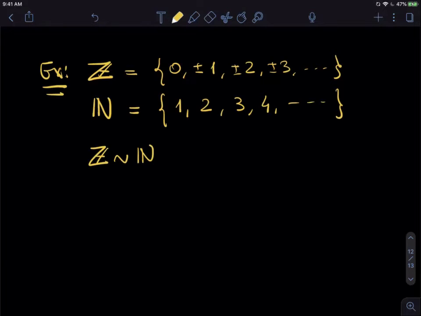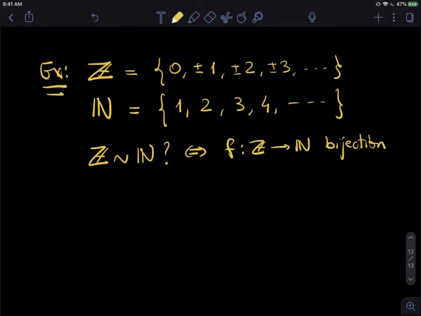Okay, but this is something we need to show. It's not obvious. So this means that there is a bijection from Z to N, and this we need to find. The only way to show this is to actually find the bijection and say, okay, this is the rule that puts all the integer numbers in sequence.